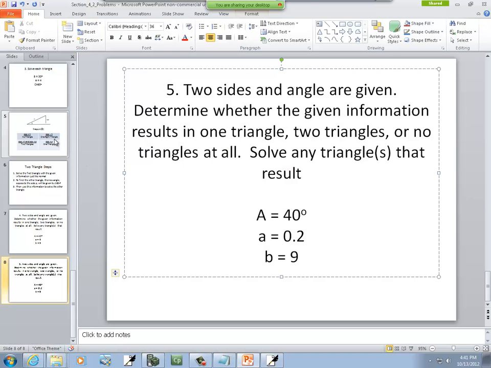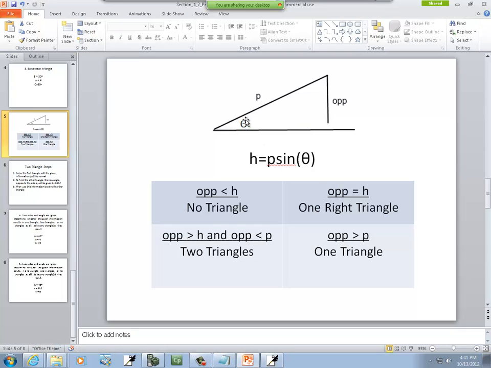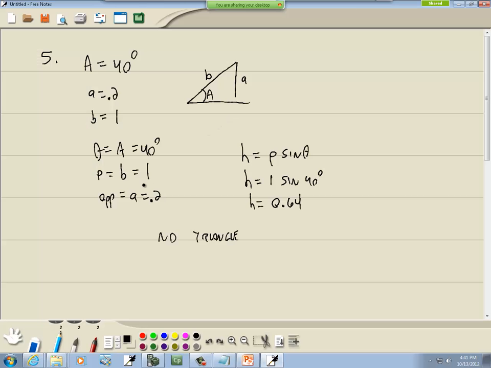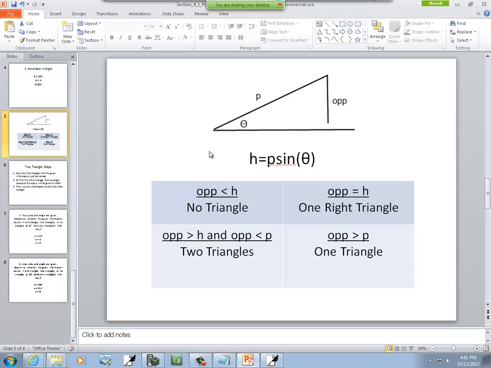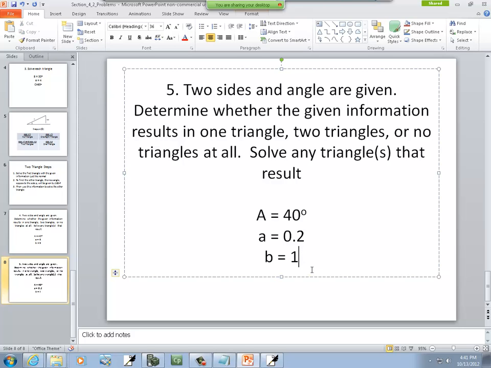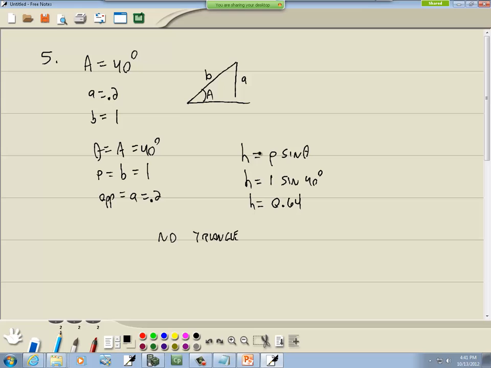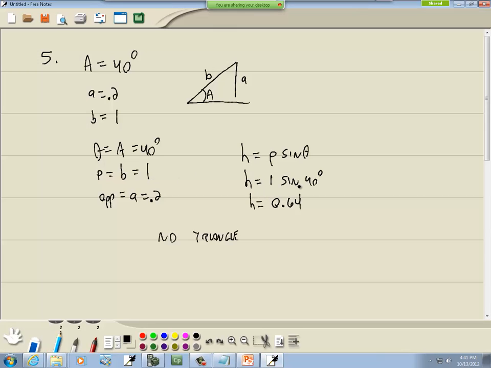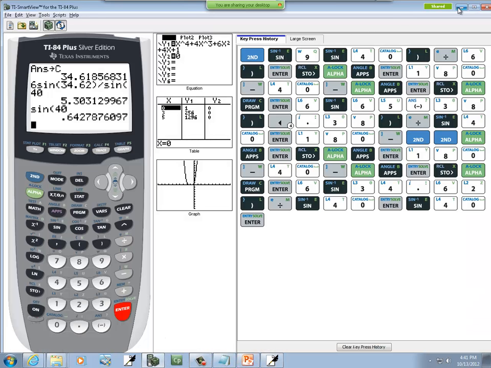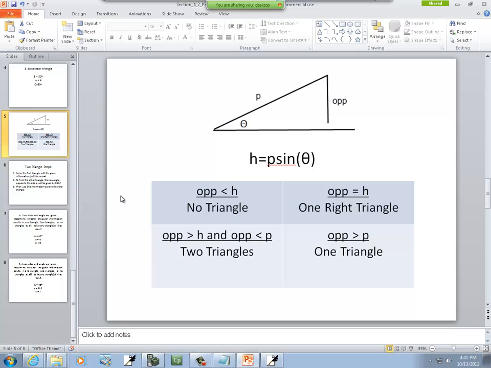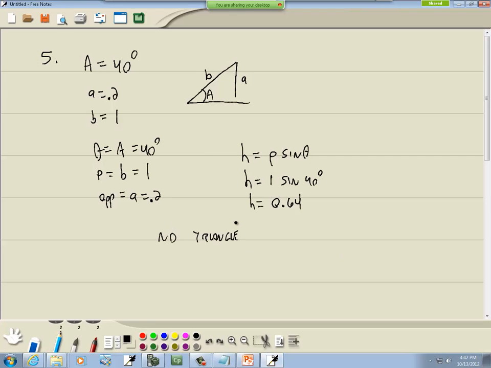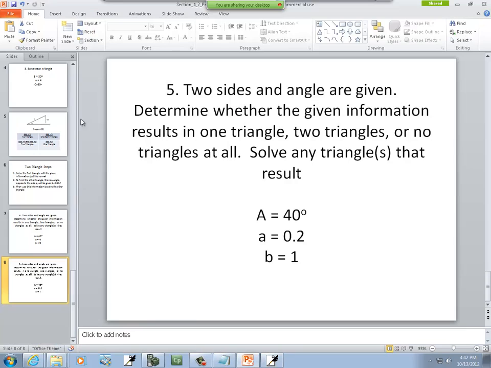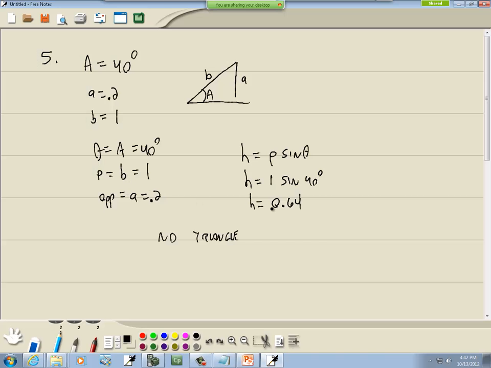Now let me think that through just to make sure. Okay, so that's theta. B is P, which is 1. Then I do H is equal to P sine theta. So I plug in P, which is 1, sine 40 degrees. I did sine 40, which gives me 0.64. And then H is 0.64. Opposite is less than H. Okay, that works. So that's what I was trying to show, the no triangle case.